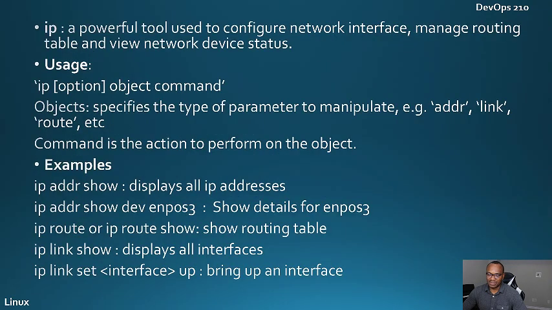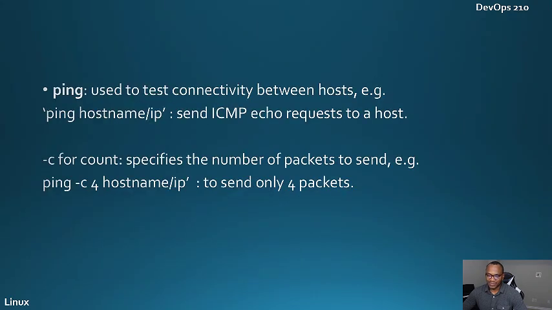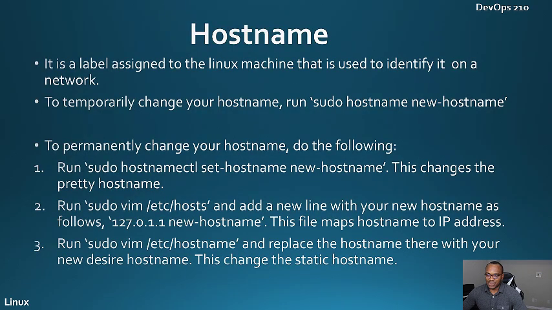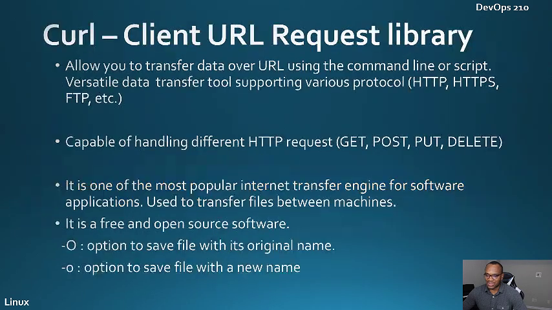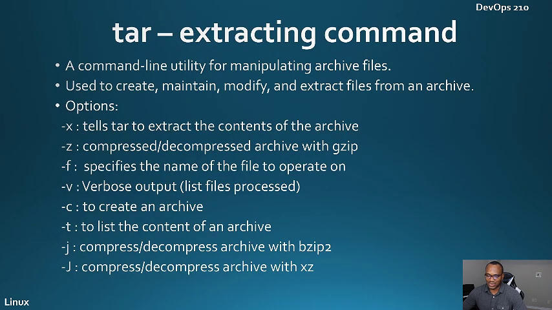But ip is a modern version of ifconfig. It can do a lot of things. You can use it to manage your network interface, manage the routing table and so on and so forth, like we saw earlier. And your ping, don't forget, if you're having a problem with a host, you can check if the host is available using your ping command. Hostname, you can change your hostname temporarily or permanently. Your wget, you can use it. Your tar to archive a file or to decompress a file, unzip.